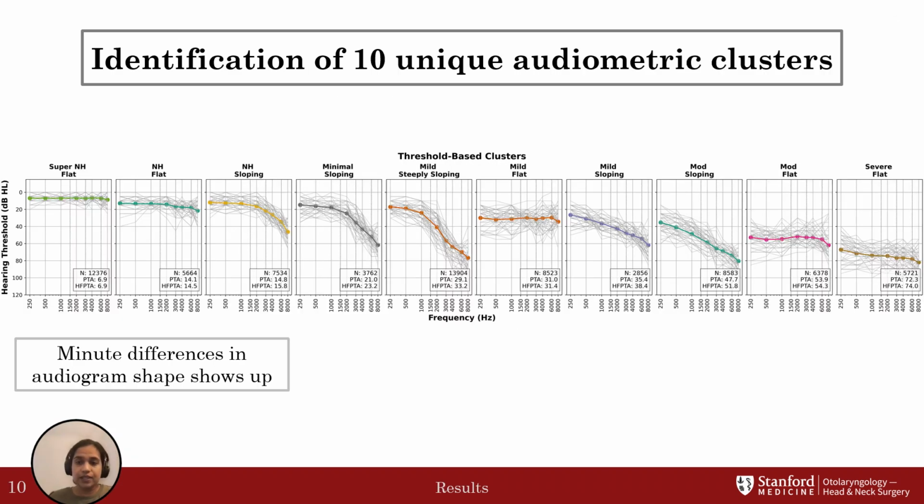Now, looking at our results, we could identify 10 unique audiometric clusters ranging from normal hearing to severe hearing losses, and with variable configurations of flat, sloping, and steeply sloping. Further, if you look into just the normal hearing category, we observe 3 different clusters with minute differences in the PTA as well as the configuration of the audiogram.